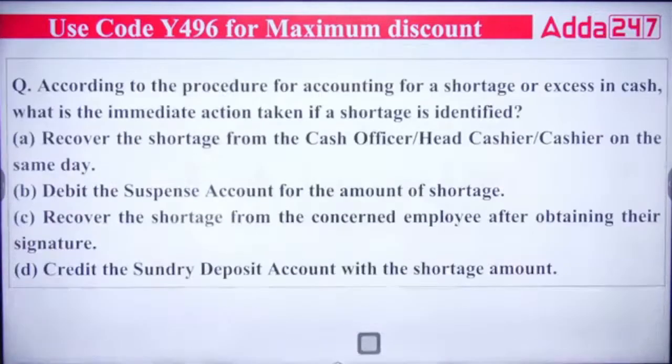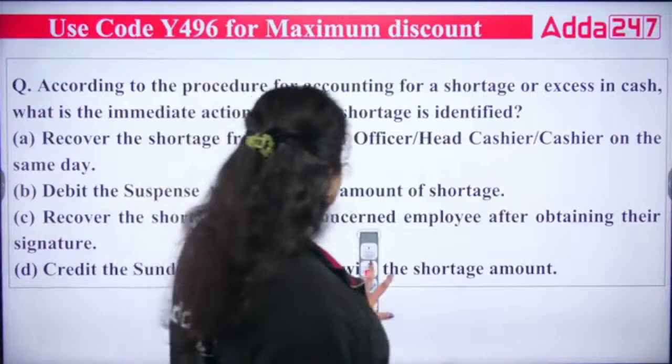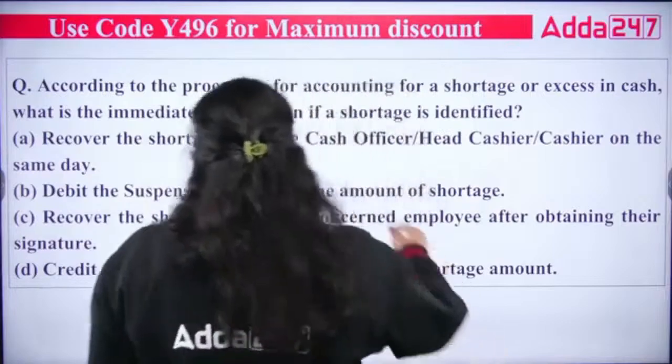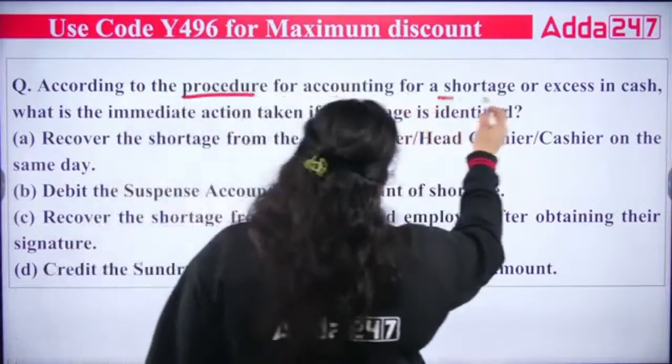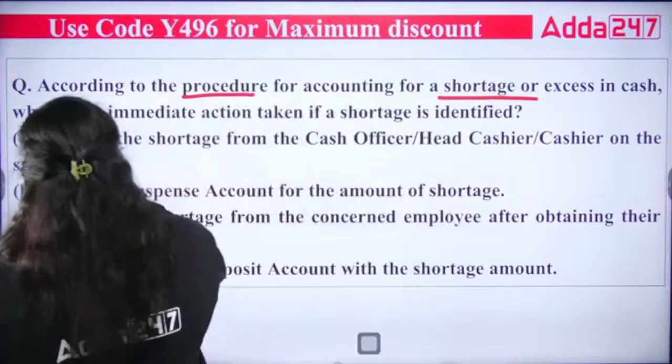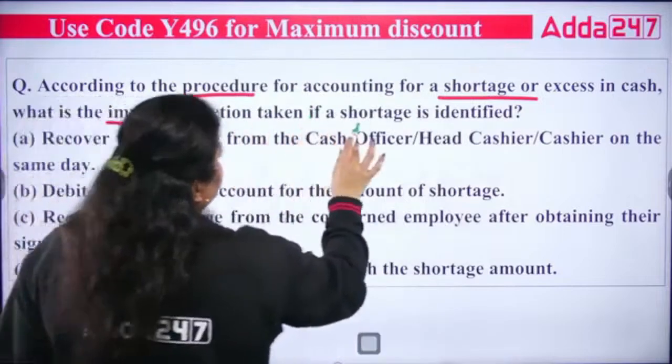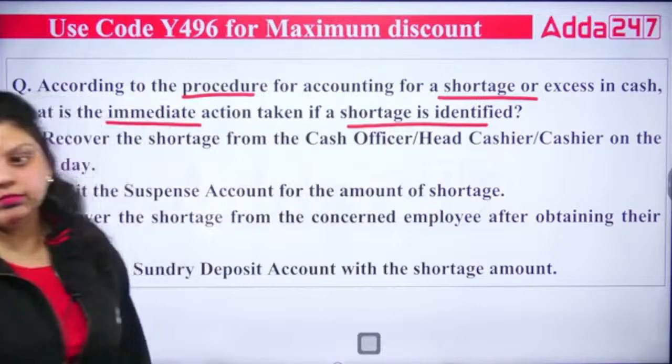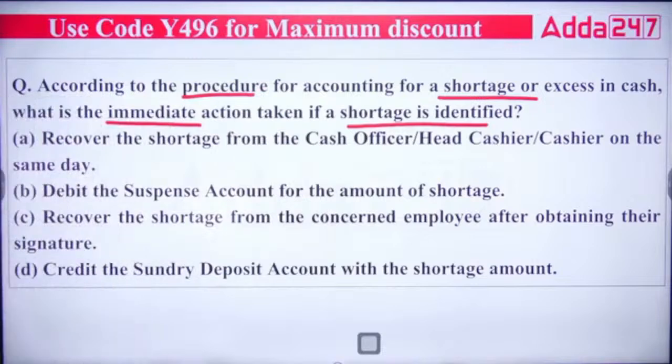Next question. According to the procedure for accounting for a shortage or excess in cash, what is the immediate action taken if a shortage is identified? So according to the procedure, according to the procedure for accounting for a shortage or excess in cash, what is the immediate action taken if shortage is identified?